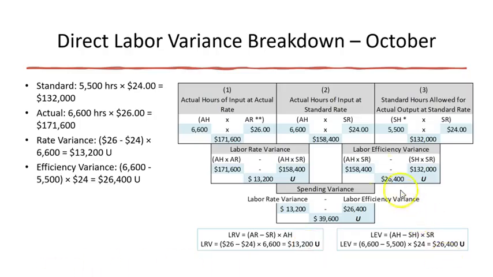Okay, now how about the total hours? We look at the labor efficiency variance. They should have spent for this quantity 5,500 hours at a price of $24. They actually had 6,600 hours, so we're looking at the difference of those hours at those rates. 158,400 is what they should have spent for this quantity. 132 is what they actually spent.